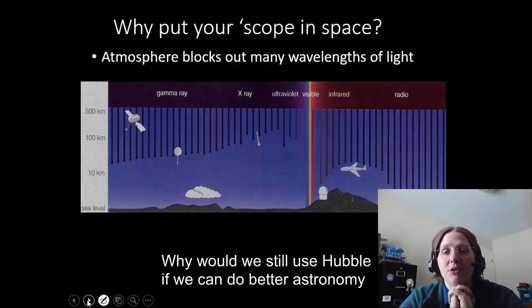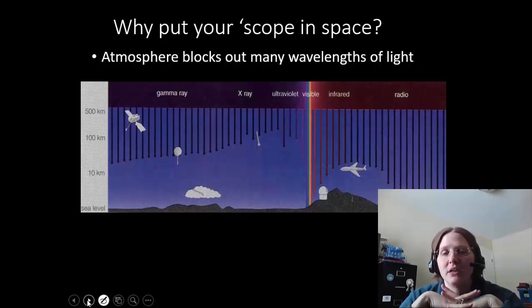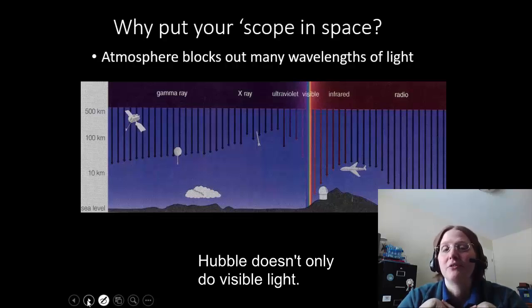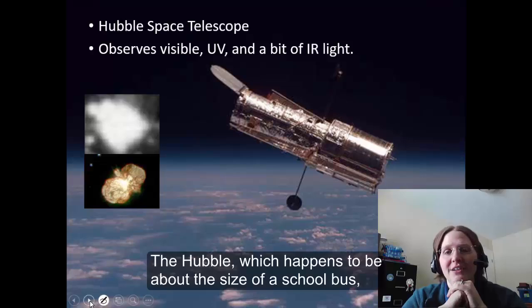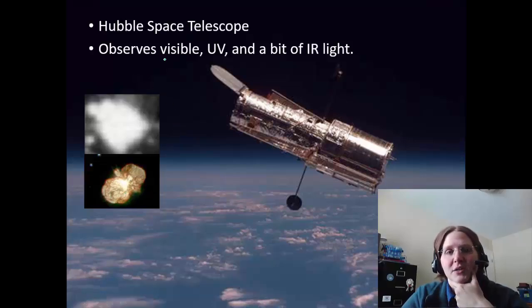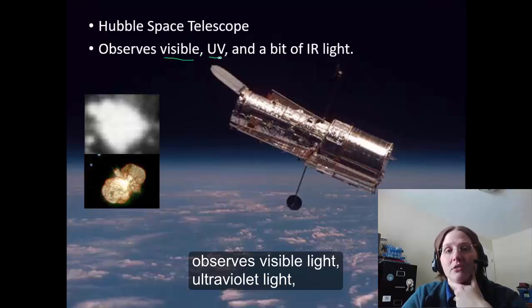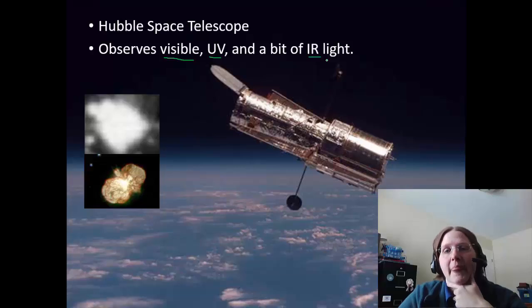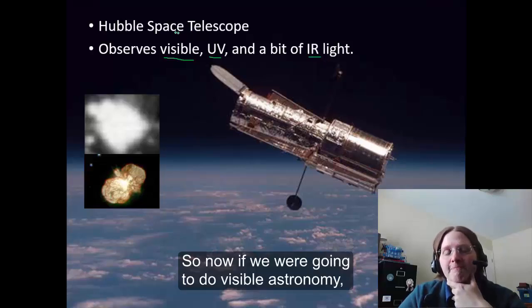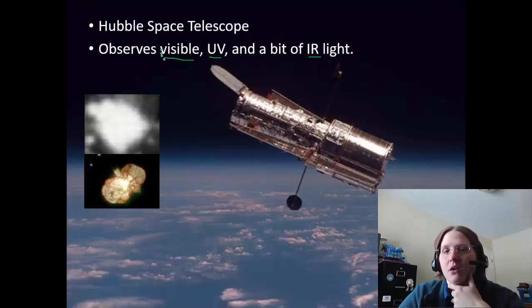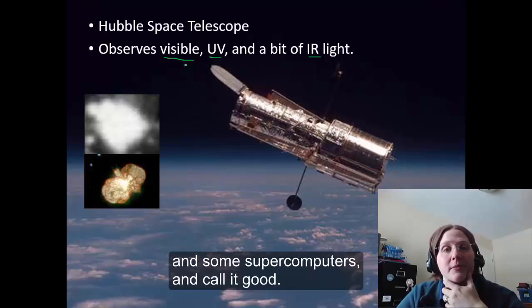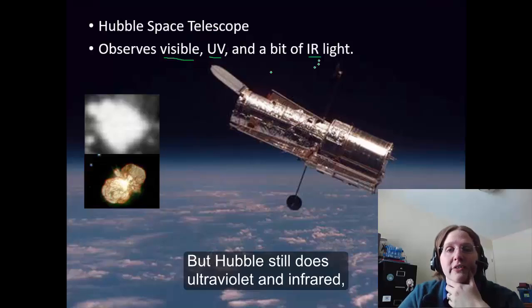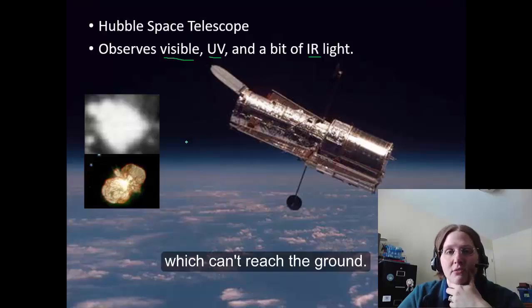Why would we still use Hubble if we can do better astronomy in the visible light on the ground? Hubble doesn't only do visible light, right? Let me click forward a slide. The Hubble, which happens to be about the size of a school bus, observes visible light, ultraviolet light, and some infrared light. Okay. So now, if we were going to do visible astronomy, we wouldn't pay to put it in space. We would just build it on the ground, give it a gigantic laser and some supercomputers, and call it good. But Hubble still does ultraviolet and infrared, which can't reach the ground.